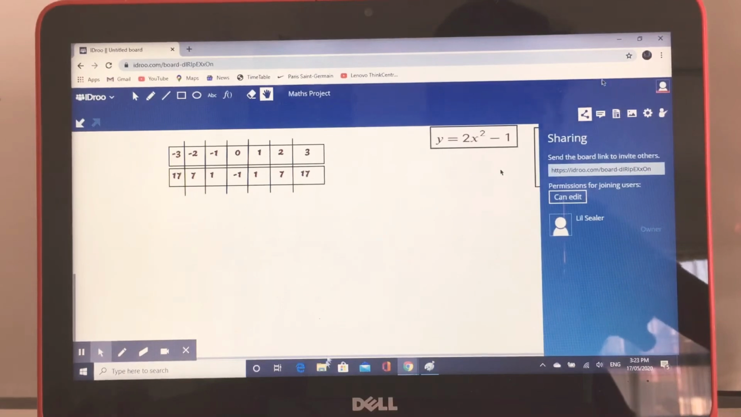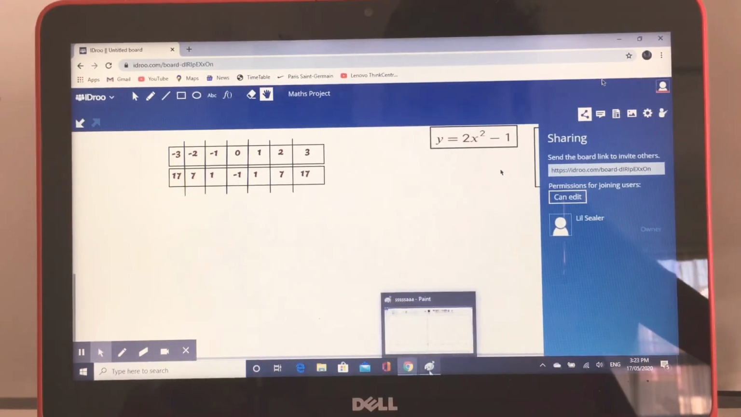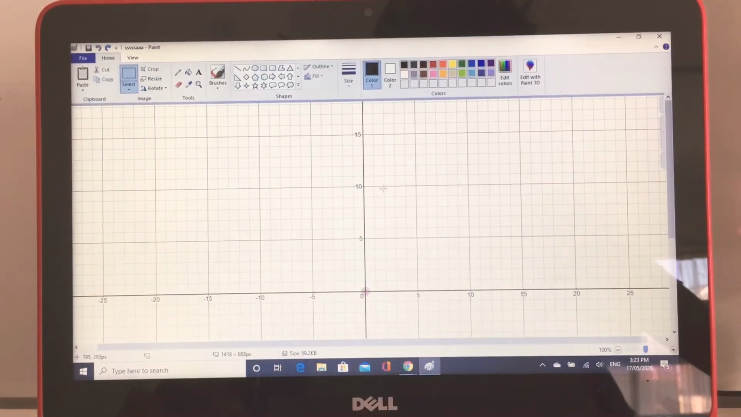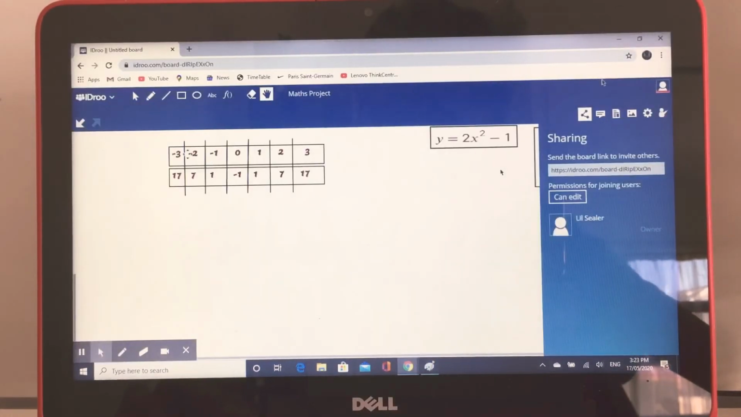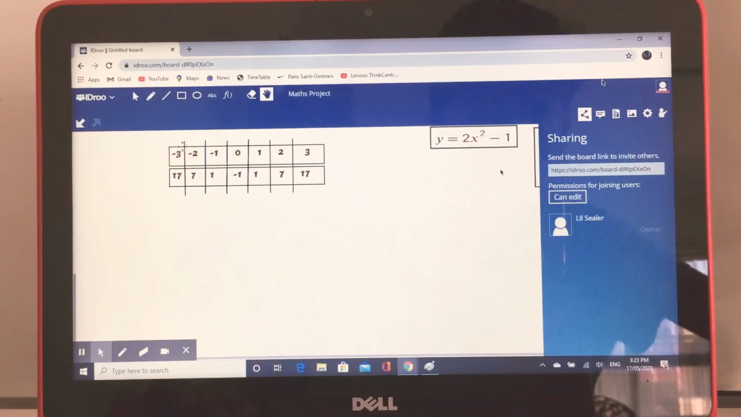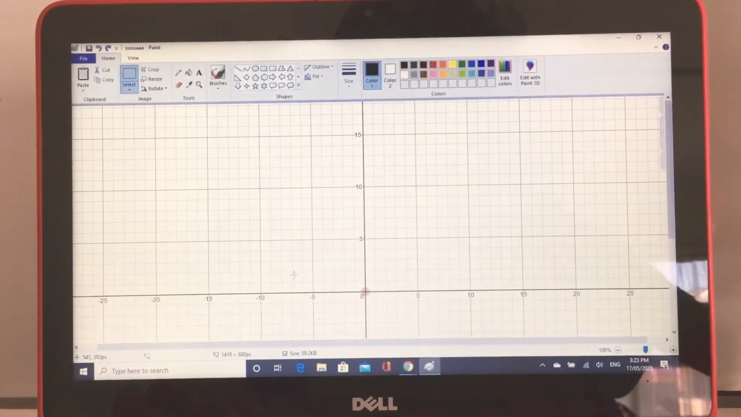whilst we follow on to the second step, which is draw a set of approximately sized and scaled graph axes. I've already done that here on Paint, so we'll use that to plot. Third step is plot the points from the table. So negative 3 would be 17. So negative 3 would be 1, 2, 3, negative 3 right here, and it would be 17. So 17 is right here.